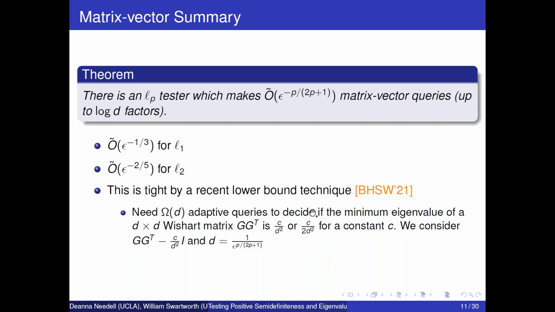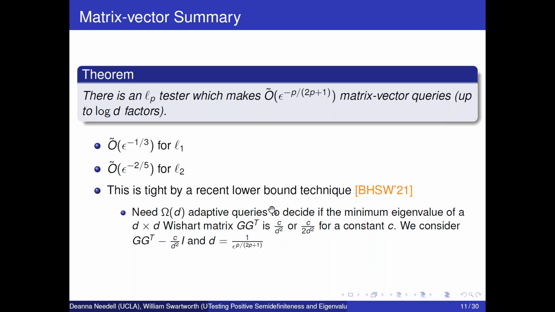It moves around, and with good probability it's C over D squared, and with good probability it's C over 2D squared. And you have to figure out which case you're in. The way we can apply this to our problem is, we can take this hard instance, this Wishart GG transpose, and we can artificially subtract C over D squared times the identity.